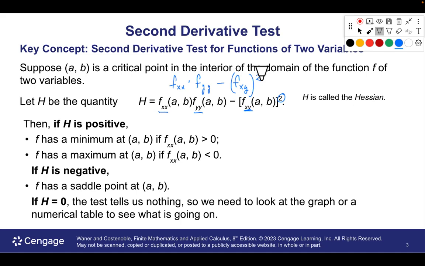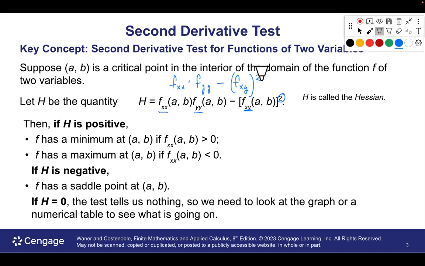so this is not H, H is positive. If the second derivative with respect to x is negative, so we're just looking at this little part here, that's negative, then we've got a maximum. Okay, so that tells us everything we need to know. If H is negative, then we've got a saddle point. But if it equals 0, then we throw the whole test away because it didn't tell us anything. It's inconclusive. Then we've got to go to the graph.